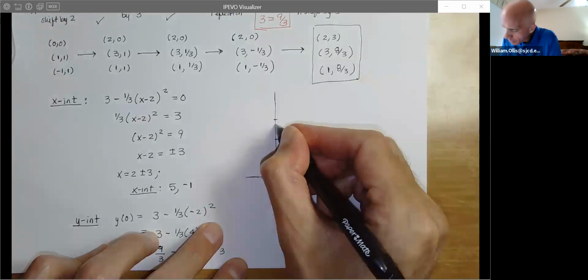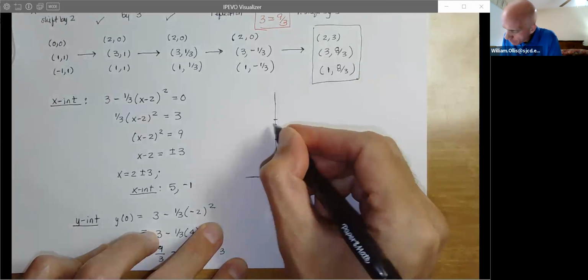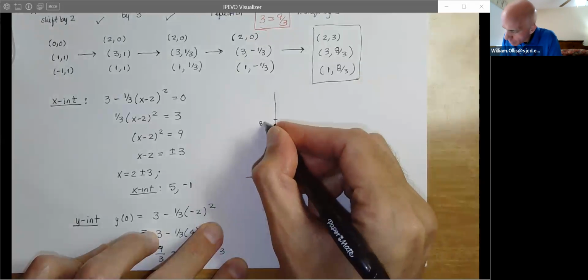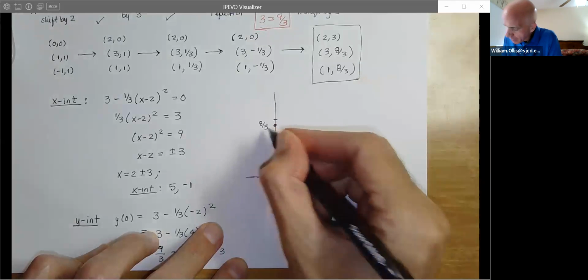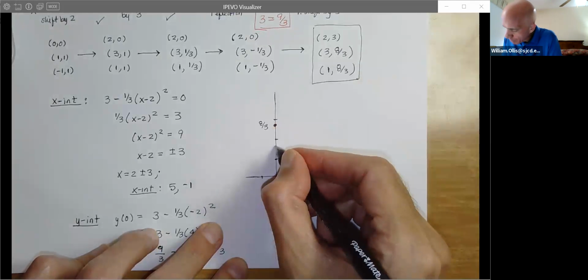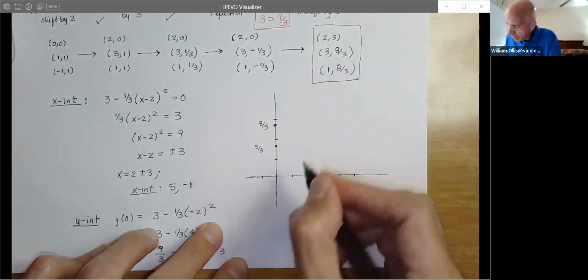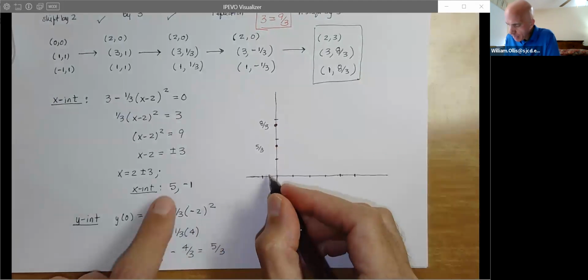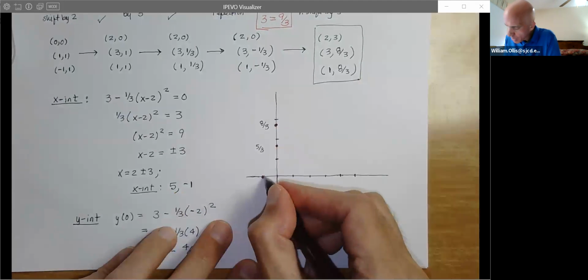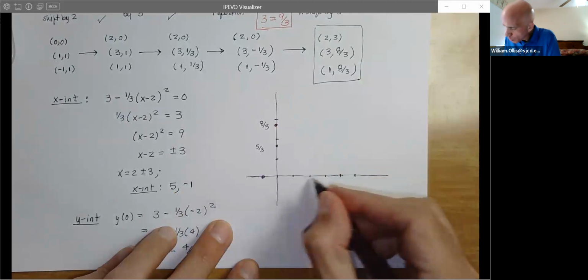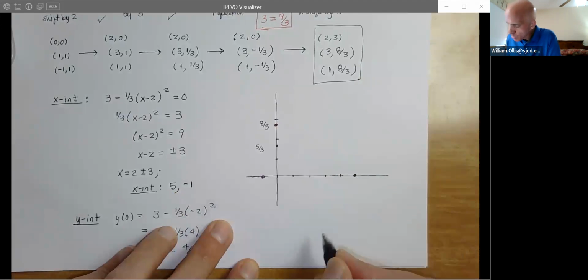So we're about right here for 8/3. And then 5/3, the same thing, down by 1, about right here. And then of course, we've got the intercepts, -1, x-intercept, that's the y-intercept. And then 1, 2, 3, 4, 5, there's another x-intercept.